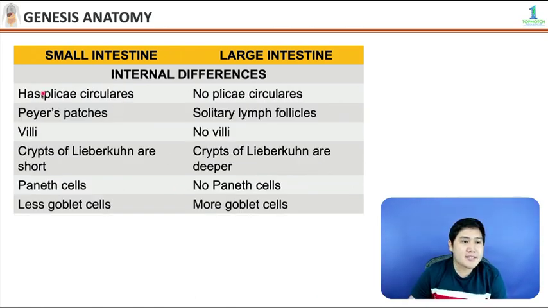The plicae circulares, yung horizontal mucosal folds, can only be seen in your small intestine. The Peyer's patches, yung mga lymphoid follicles, are a feature of your small intestine as well as the villi. The Paneth cells are also a feature of your small intestines. On the other hand, your large intestines have more prominent or deeper crypts of Lieberkühn, and it has more goblet cells. So that's the difference externally and histologically.